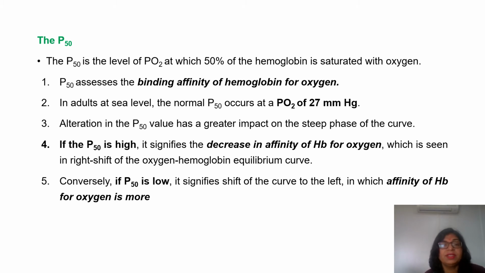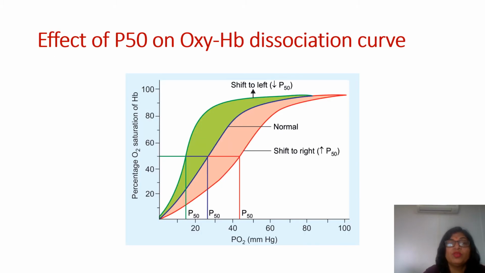If the P50 is high, it signifies a decrease in affinity of hemoglobin for oxygen, which is seen in a right shift of the oxygen hemoglobin equilibrium curve. If P50 is low, it signifies a shift of the curve to the left, in which the affinity of oxygen for hemoglobin is more. You can see this graph, effect of P50 on the oxyhemoglobin dissociation curve.